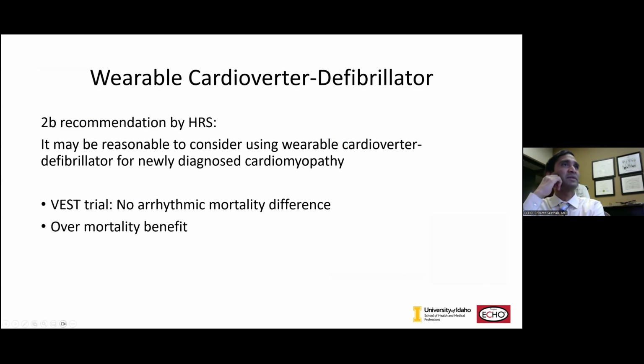Next slide, please. And wearable cardioverter defibrillators. So it's VEST, no arrhythmic mortality difference, overall mortality benefit. It's a class 2B recommendation, and it was mentioned that it may be reasonable to consider using a wearable cardioverter defibrillator, that is your vest, in newly diagnosed cardiomyopathy. Next slide.